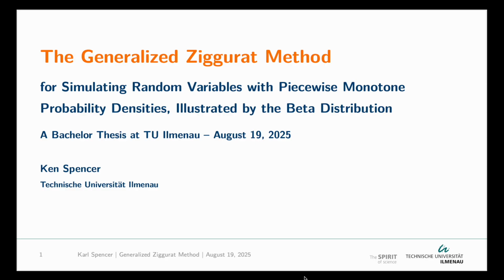Stochastic simulations are some of the most powerful methods in modern mathematics. For this, it can be useful to simulate arbitrary probability densities. The generalized Ziggurat method is a new method we propose that achieves this. In this talk, we will illustrate this using the beta distribution.